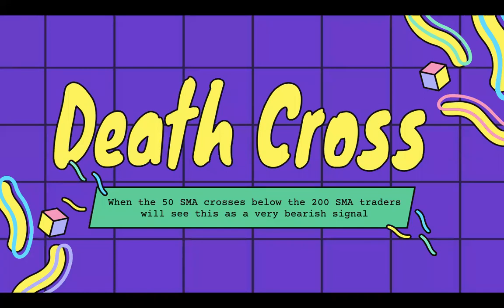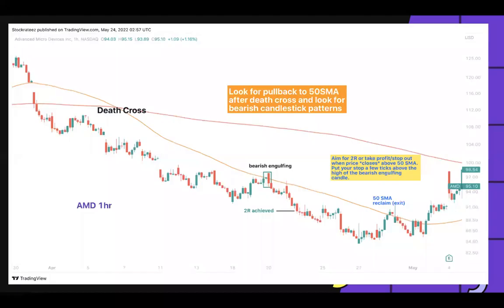So death cross. Death cross is the opposite of a golden cross. So when the 50 SMA crosses below the 200 SMA, traders will see that as a very bearish signal. Now, back when the S&P death crossed earlier this year, everyone was trying to buy the death cross. They said, oh, that's bullish. But you've got to think, would you really buy something with the name death in it? Doesn't seem very smart, does it? Look at them now, holding the bag.